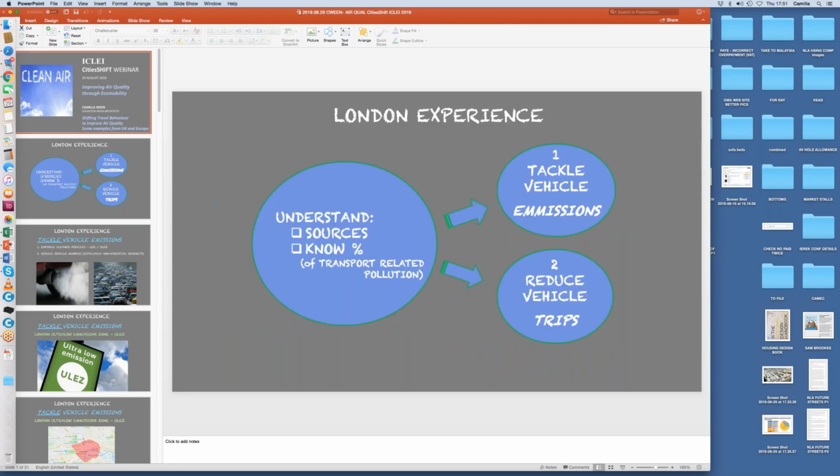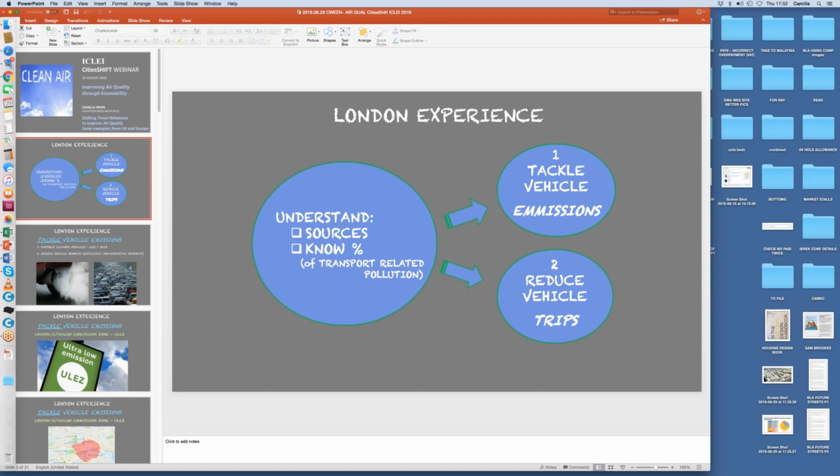Here in London, the one thing that we feel is that you've got to understand what you're trying to do. You've got to understand where the pollutants are coming from, and to know the percentage that comes from different types of vehicles when you're dealing with transport, because there are so many different kinds of vehicles, public transport vehicles, personal vehicles, and so on, and some of them pollute more than others. Having that understanding has got to be your starting point. But basically in London, we have been tackling the air quality issue in two ways.